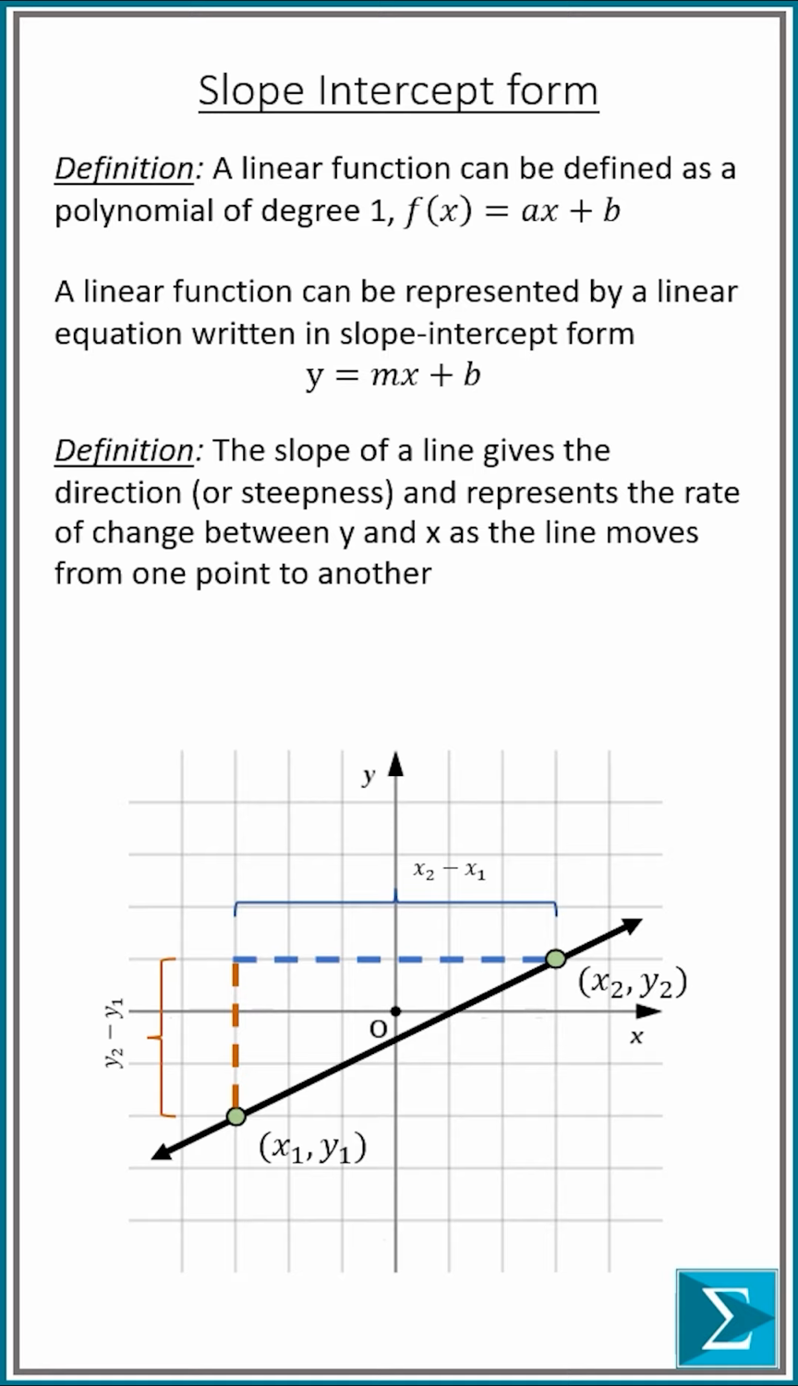As I mentioned before, the slope is the ratio between the change of y and the change in x. Then we can use what we have just studied to find the formula of the slope. We have that the slope m is equal to y2 minus y1 over x2 minus x1.